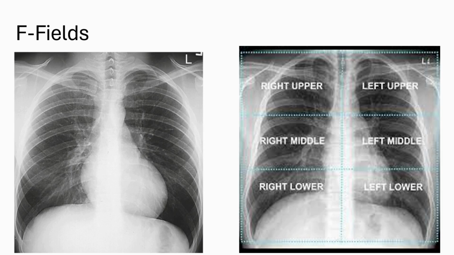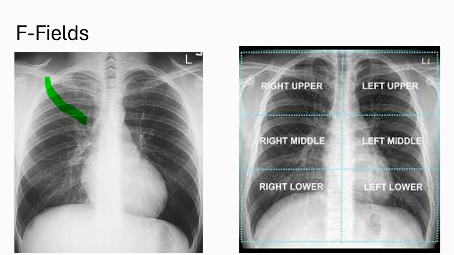Now lung fields. Lung fields are the area which is occupied by the lung parenchyma. So this appears as a lucent area or dark area with bronchovascular markings. Pathology in this region is described by the three zones, that is the upper, middle and lower zone.